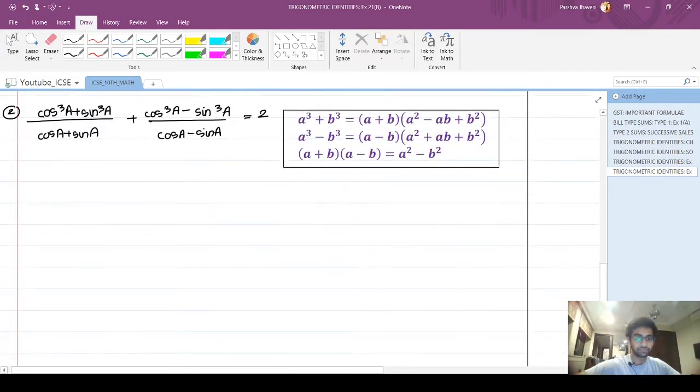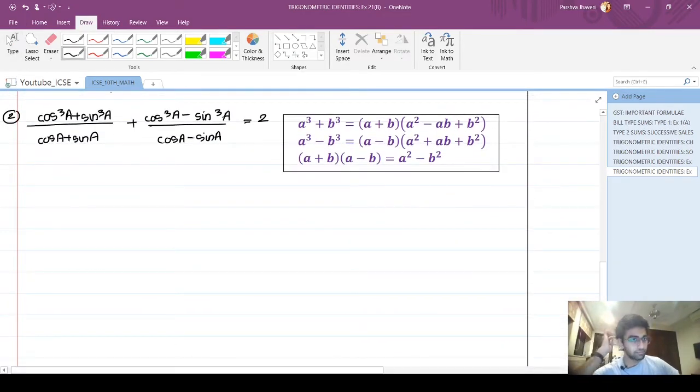Next sum. In this sum, I picked it because multiple formulae are used. We use the a cube plus b cube and a cube minus b cube formulae, which are very important to remember because they help us a lot in this sum. Let's show you how. Obviously, start at the more complicated side, LHS. Here we'll apply a cube minus b cube. Why? Because this is like a cube, this is like b cube, and on this side also it's like a cube and b cube.